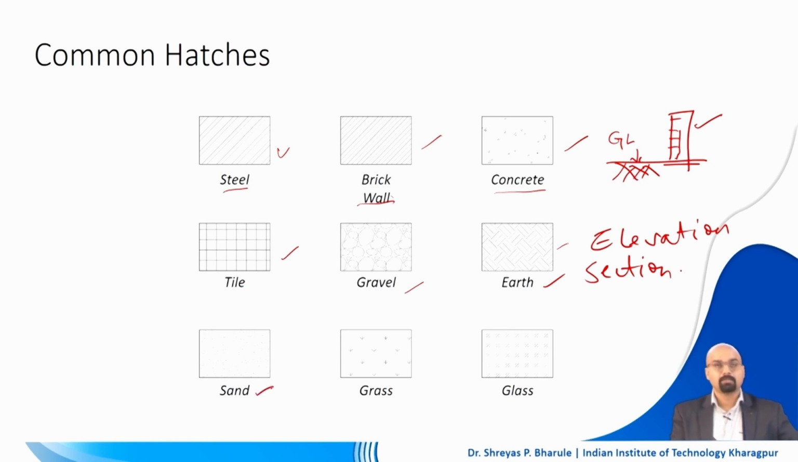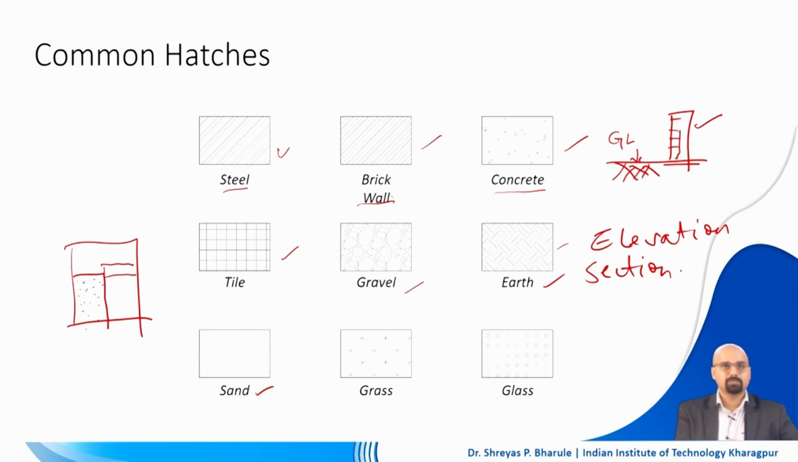Next, sand. In case of sand, in most cases this is used as the elevation part. So, wherever you are representing a treatment, say for example, this part of your building wherein it has a balcony and then you have a wall, and this part of the building in elevation is going to have sand plaster. That is where you will use the sand hatch.